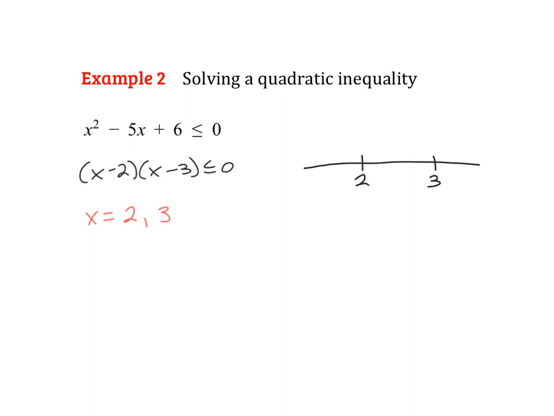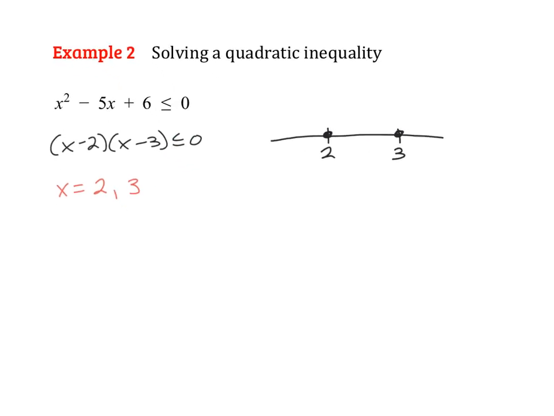So we have 2 and 3. So we need to test some number here, some number here, and some number here to see if our inequality is actually greater than or less than 0. And here I am going to include closed circles because it is less than or equal to. So let's say we test x equals 0 because that's a value that is less than 2.